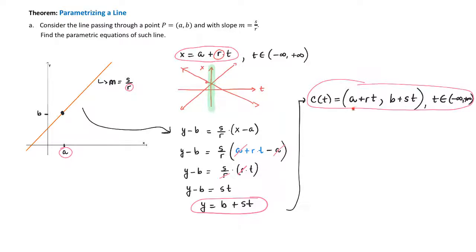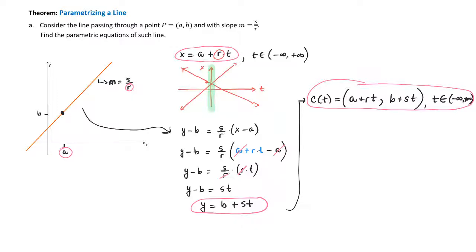For the x component, we have a, and a corresponds to the x value of the given point. And then for the y component, we have b. B corresponds to the y value of the given point. Then we have r plus rt for the x component, and r corresponds to the denominator of the slope, right? And kind of that makes sense. The x goes with the x.